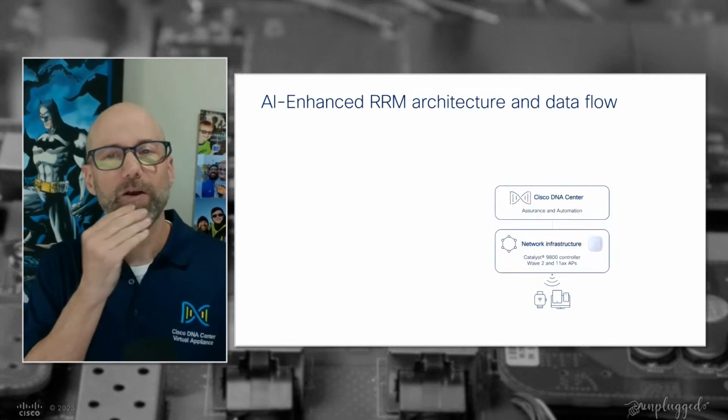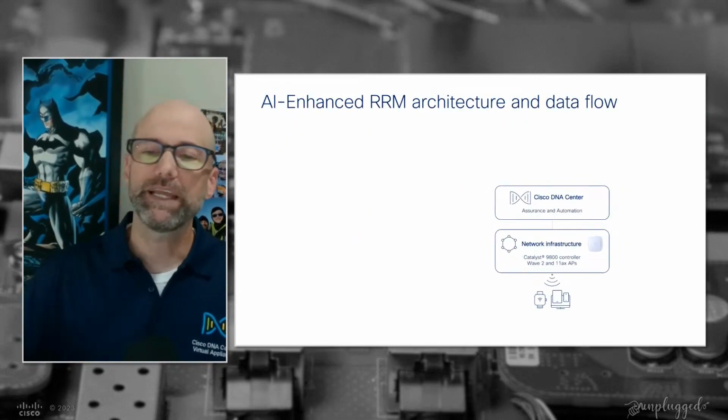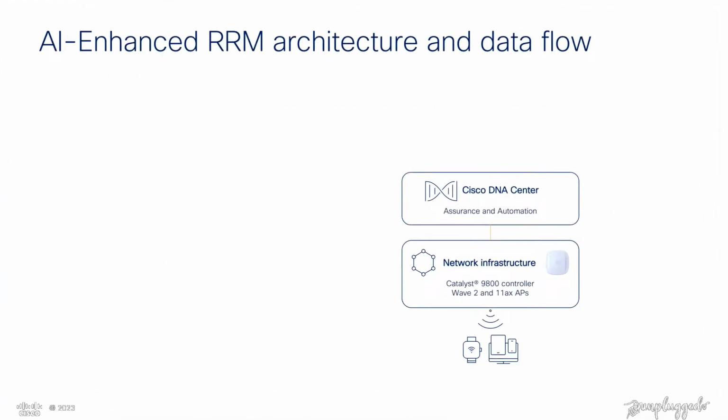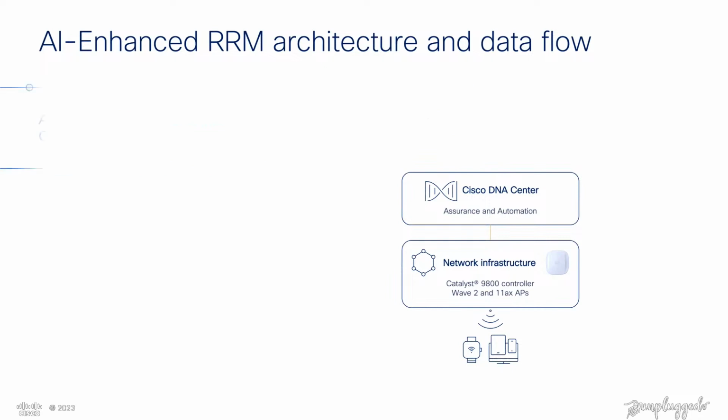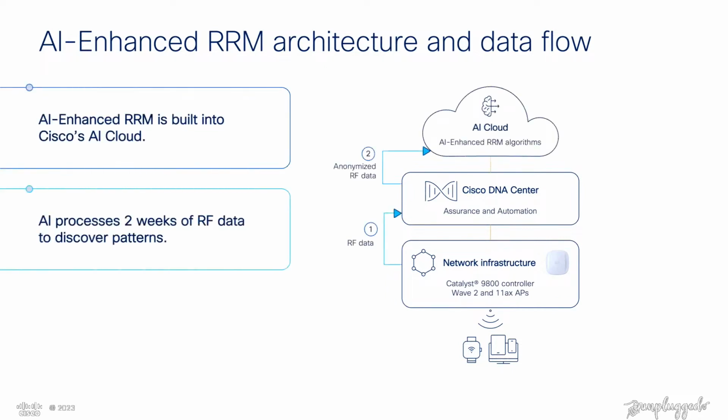All right, so AI RRM, the architecture, and how the data flows. We have our controllers, we have our APs, and then you have DNA Center. AI is built on the AI cloud. The information is pushed from the controller and the APs up to DNA Center, the RF data. And then the information is anonymized and the RF data is sent to the AI cloud.